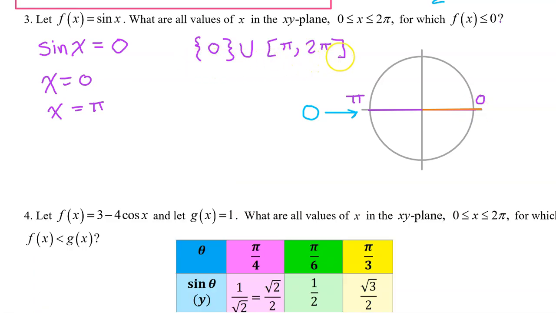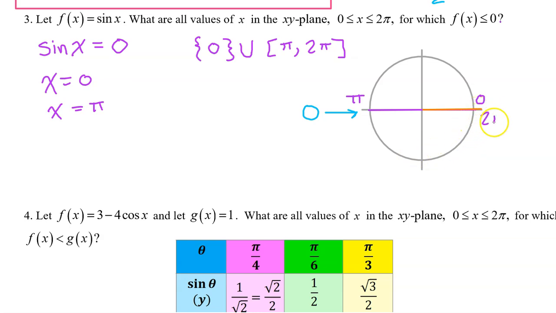Here is the solution in interval notation. To review, we started with a single solution at 0 because the vertical displacement is equal to 0 at 0 radians, no rotation. And then we had no solutions for a while, so I had to say union, and then the solutions picked up again from pi to 2 pi.